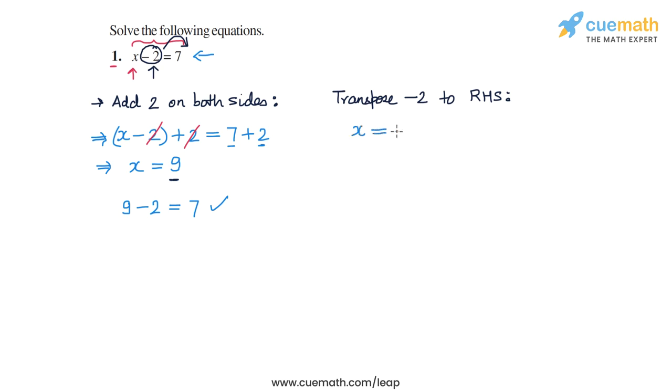So we would write this as x is equal to 7 plus 2, because if you transpose minus 2 to the RHS it will become plus 2. So x is equal to 7 plus 2, or x is equal to 9. So these are two slightly different ways of doing the exact same thing. So the answer to question 1 is that x is equal to 9.